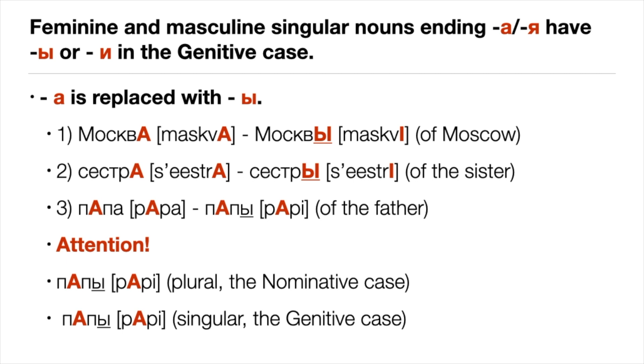Feminine and masculine singular nouns ending in а or я have ы or и in the genitive case. The letter а is replaced with ы. For example, number 1, Москва, Москвы. Number 2, сестра, сестры. Number 3, папа, папы. Attention, the word папа, father, has the same form for the plural number, the nominative case, папы, and the singular number, the genitive case, папы. Only the context helps us to understand the correct meaning.